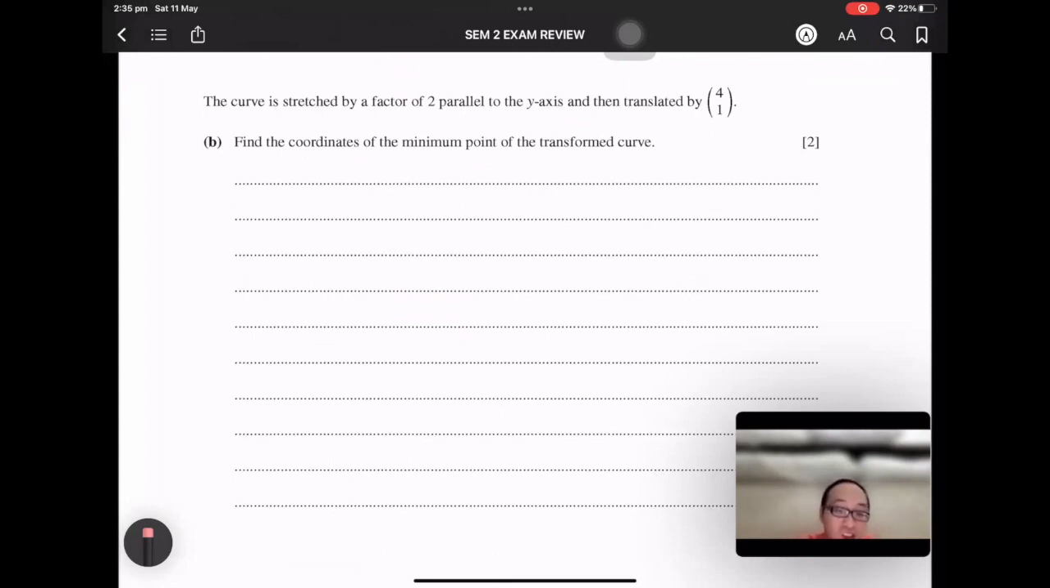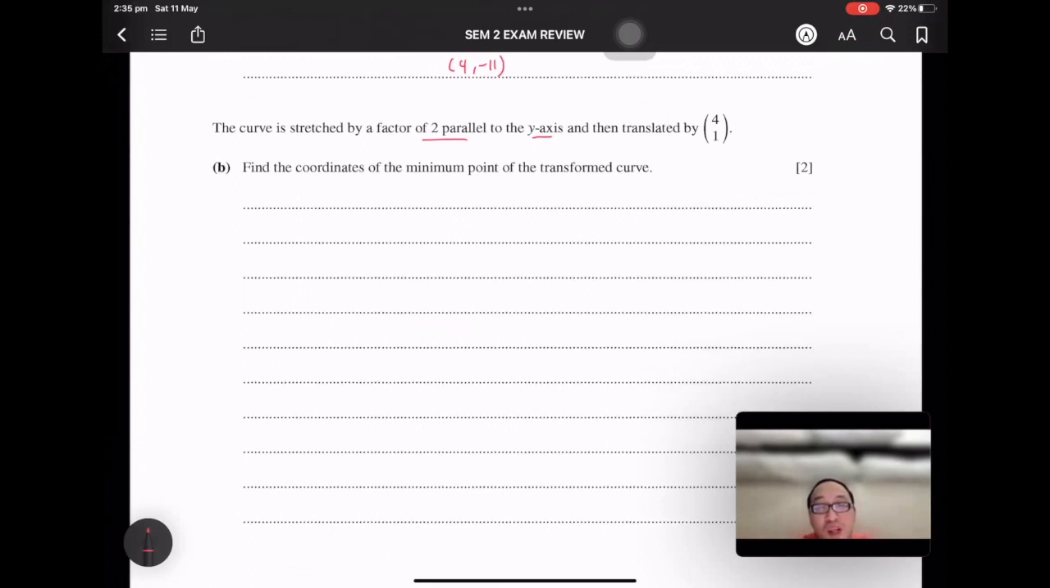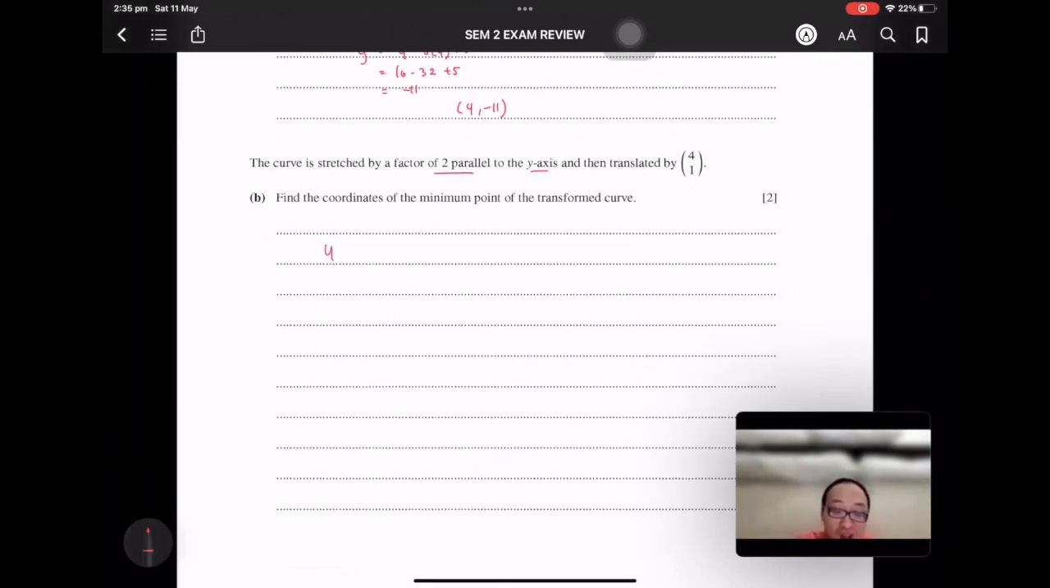So the curve is stretched by a scale factor of 2, parallel to the y-axis. So we multiply the y coordinates by 2. So the (4, -11) will become (4, -22), because we multiply the y by the scale factor 2 to have this. And then translate it by (4, 1).